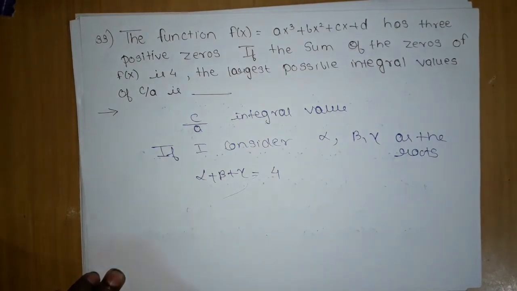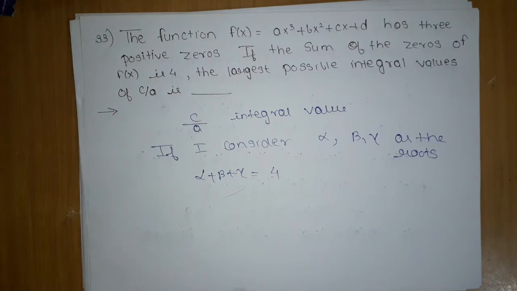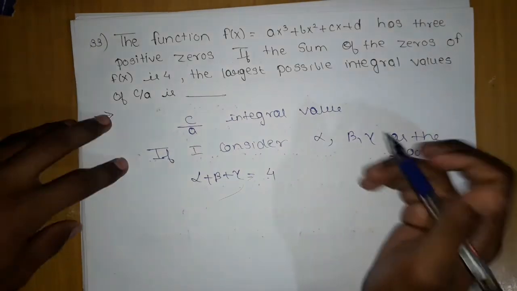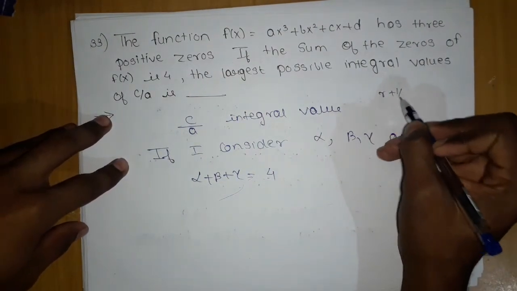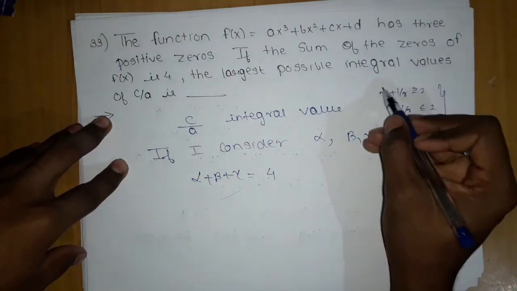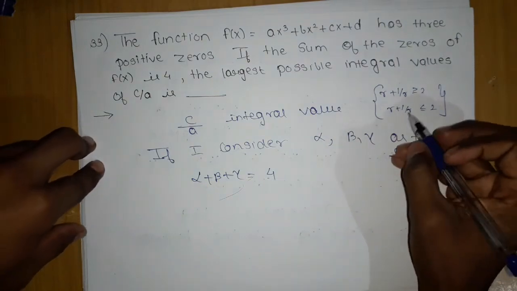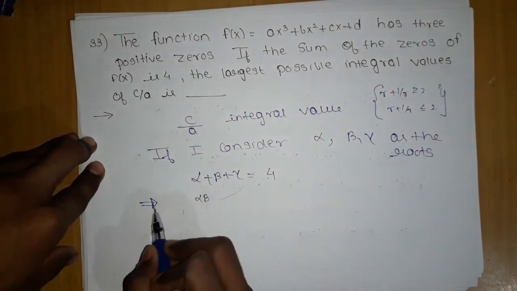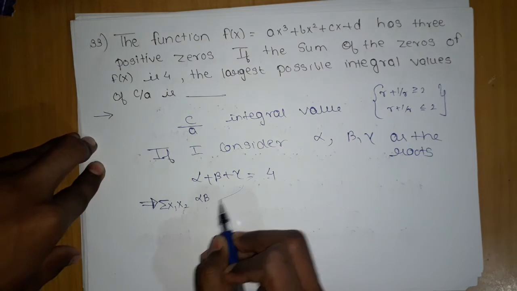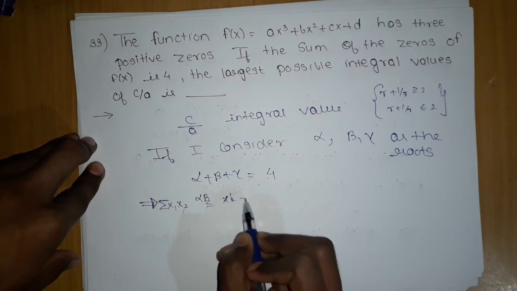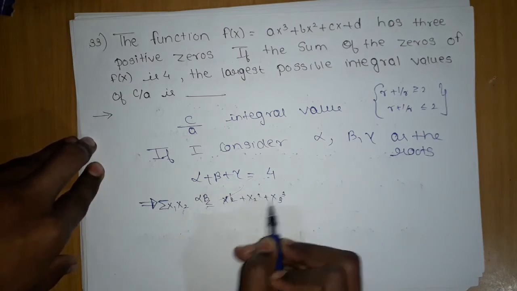Now how can we proceed? Here one property will be used, otherwise we cannot solve this. You should remember such things: r plus 1 upon r is greater than or equal to 2, or r minus 1 upon r is less than or equal to 2. These are properties which can be used at any step in the equation. Similarly there is one more property, which is that the summation x1 x2 is always less than or equal to x1 square plus x2 square plus x3 square. Although it can be equal.